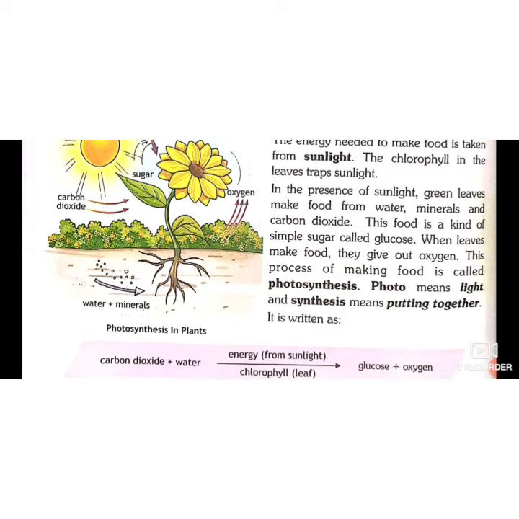In the presence of sunlight, green leaves make their food, and this process is called photosynthesis. Yes, the word photosynthesis is made up of two words: photo plus synthesis. Photo means light and synthesis means putting together. So the process of making food is called photosynthesis, and the product which they make is called glucose. Yes, the food which they make is glucose.